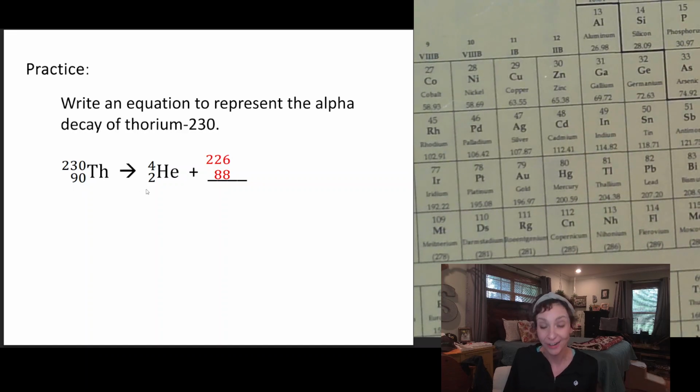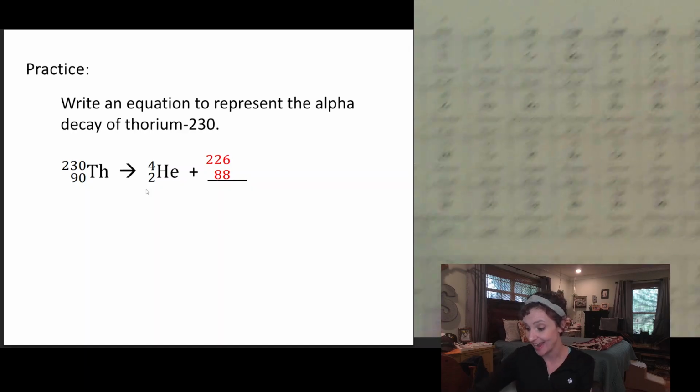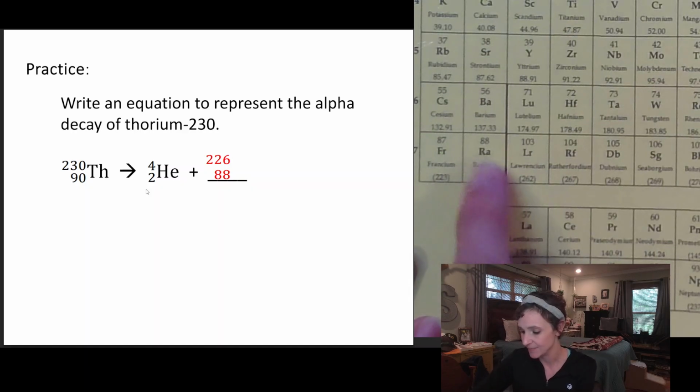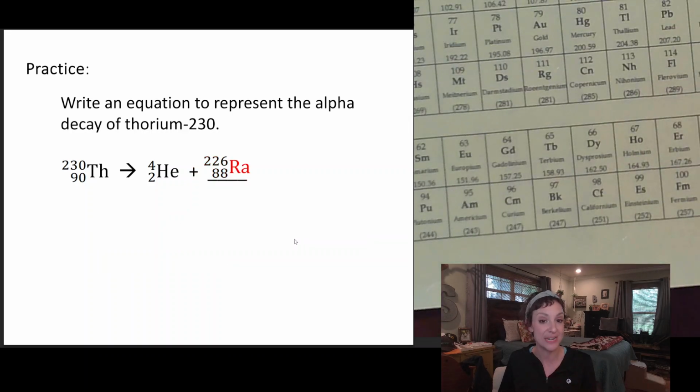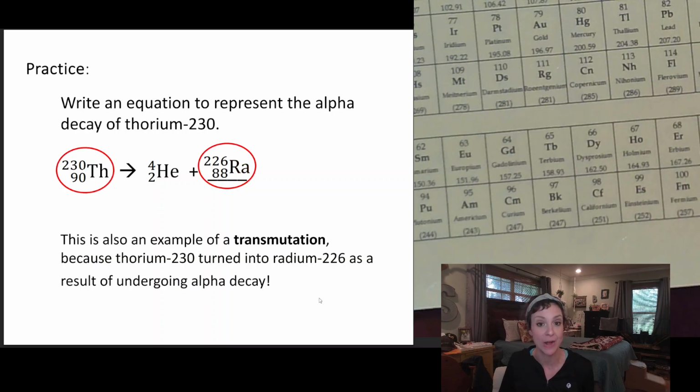To figure out what element it is, I just have to find 88. And 88, you cannot even see, is radium, right? So what has happened here is through the process of ejecting an alpha particle, thorium-230 has turned into radium-226. So this is a transmutation, okay? Keep in mind, transmutations are when I turn one element into another, and that has to involve a change in that bottom number, the atomic number, in some way.